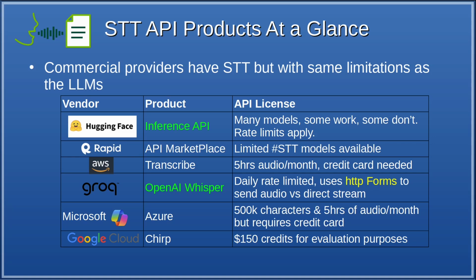AWS has Transcribe. From there you can use 5 hours of audio per month, but you would need your credit card. We have GroqCloud. So GroqCloud leverages OpenAI Whisper. It is daily rate limited. The main difference between GroqCloud and other ones is that they use HTTP forms to send audio versus direct streams. That's a bit different, but I've built that one and it does work and it's fairly decent. Microsoft Azure, they have 500,000 characters and 5 hours of audio per month, but again, you need a credit card. And Google Cloud has Chirp.